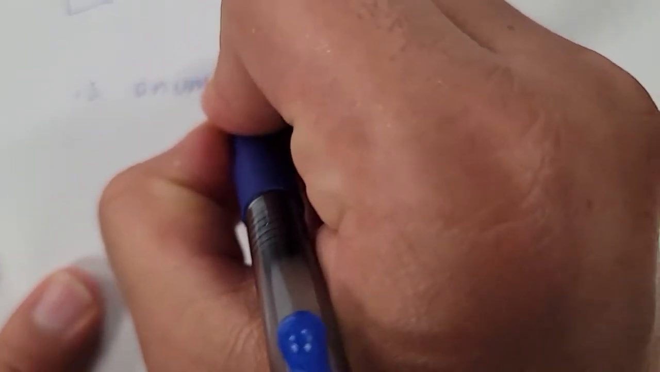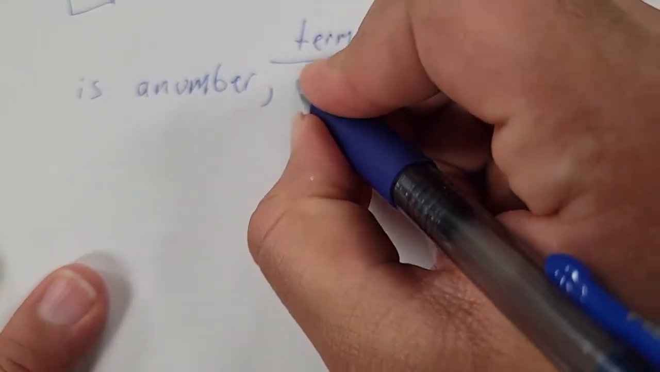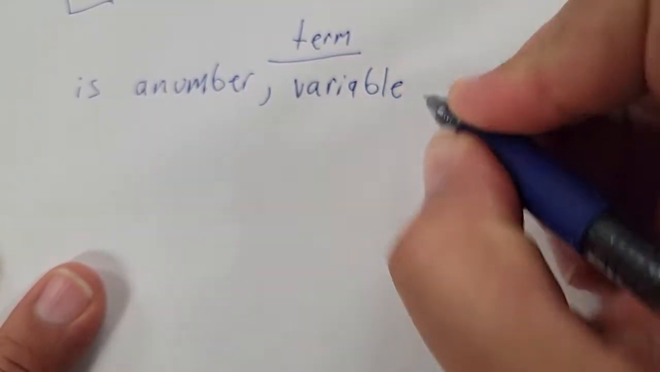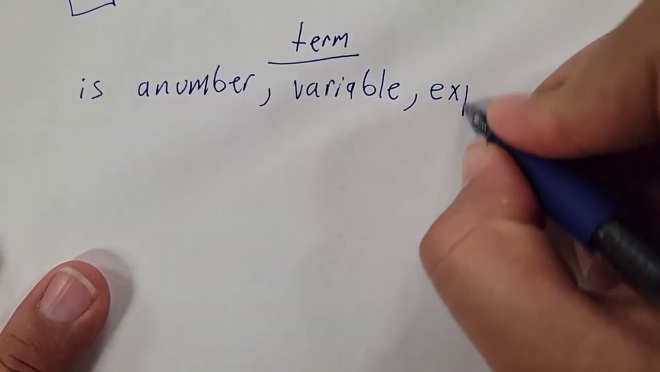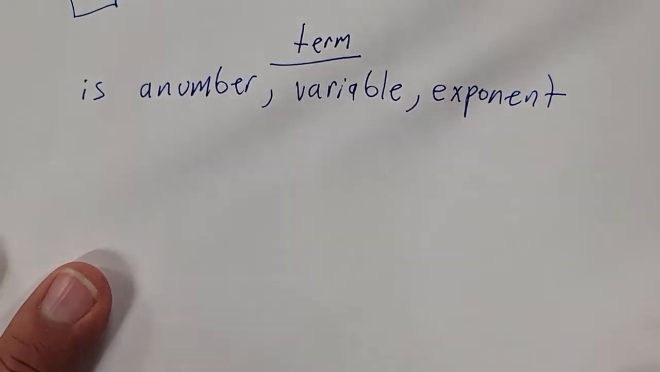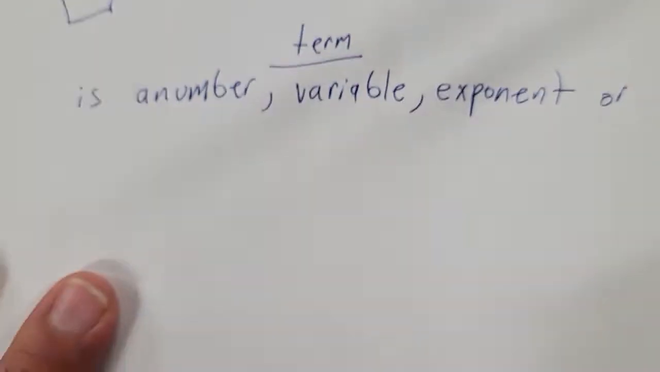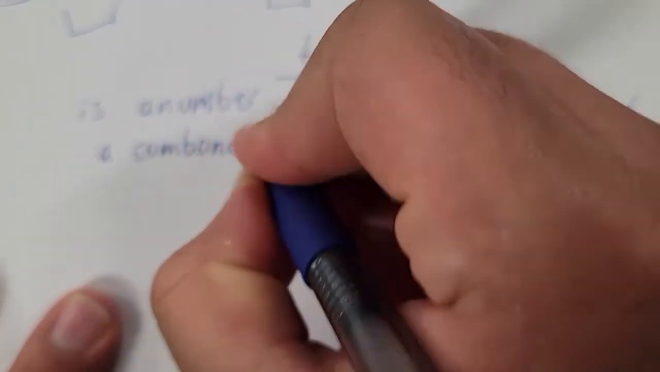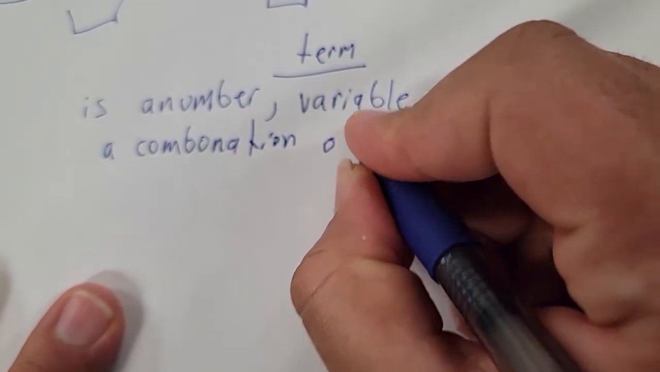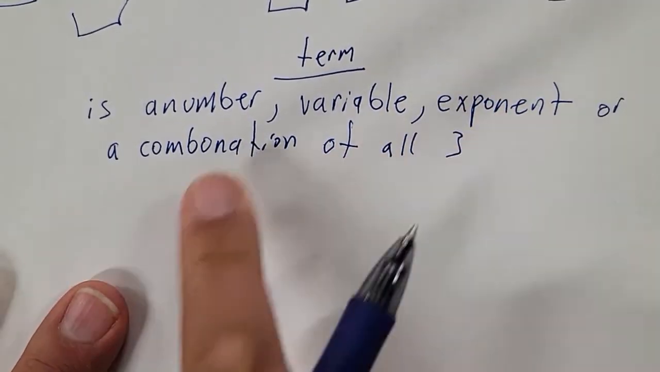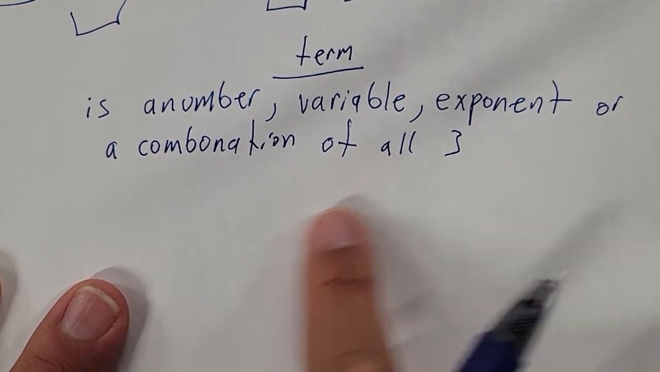All right, so basically when you say the word term, let's write down term right here. All right, term, this is a number. It could be a number, a variable, an exponent, or a combination of all three. So a number, a variable, exponent, or a combination of all three. That's what a term is.